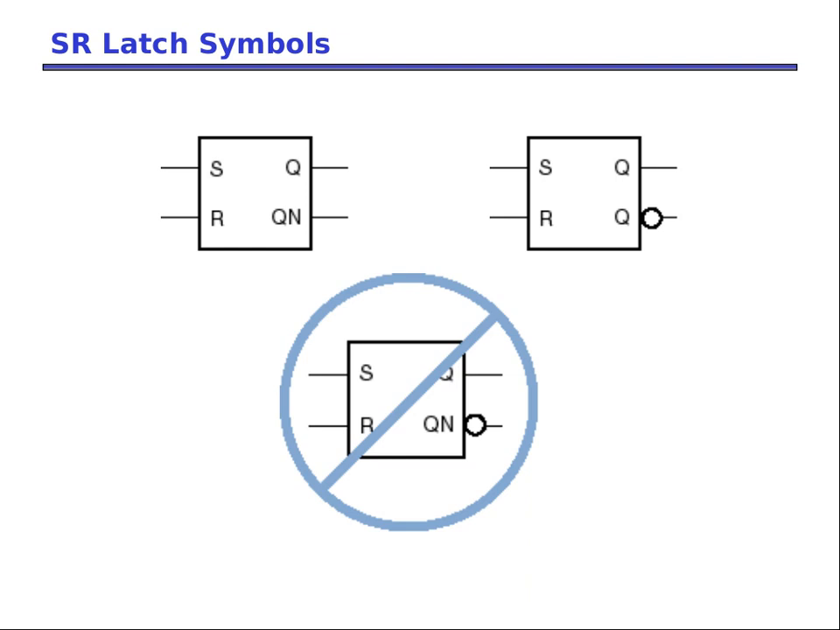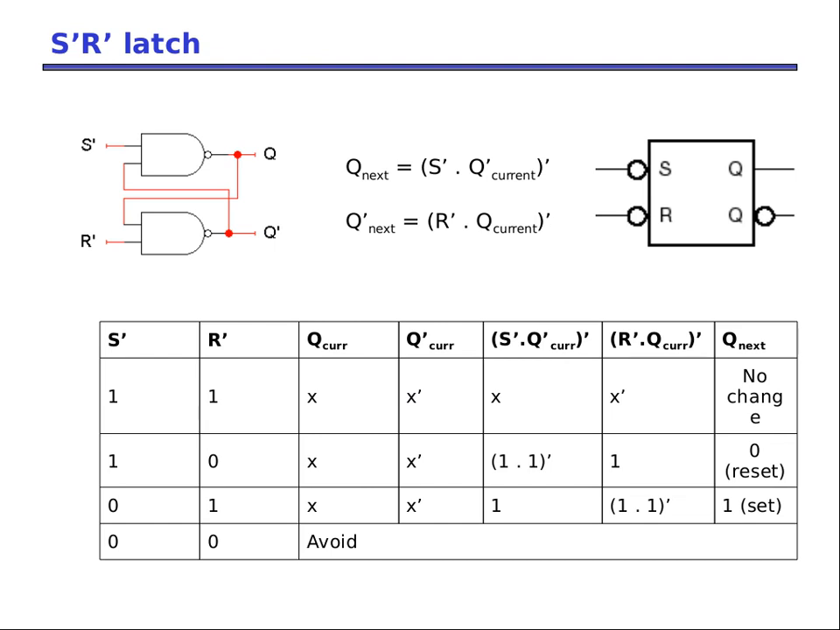This one's not okay. Why is that one not okay? Because of inverting, not Q not. Yeah, it's cute. That doesn't make any sense. Don't do that. Bad. You will fail the class. Okay. Good.